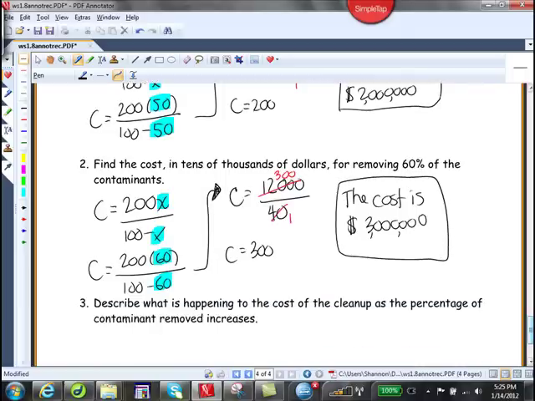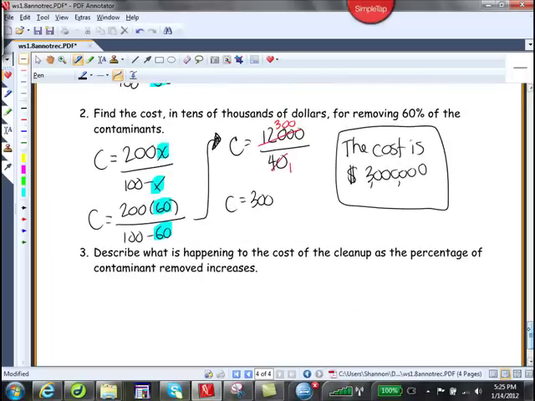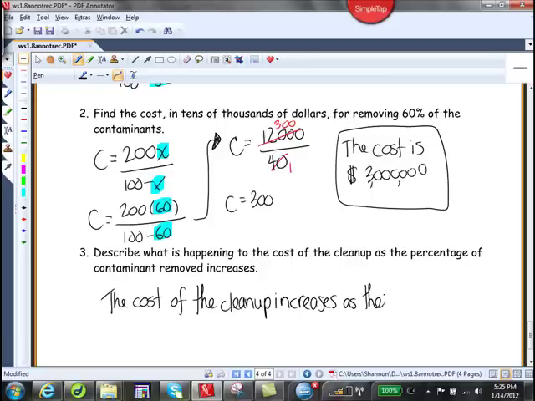So here we go. Describe what is happening to the cost of the cleanup as the percentage of contaminant removed increases. Well, the cost of the cleanup increases as the percentage of contaminant removed increases.